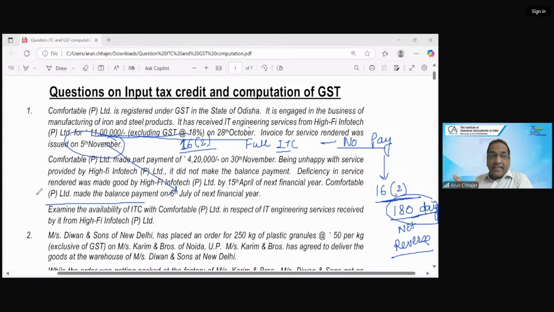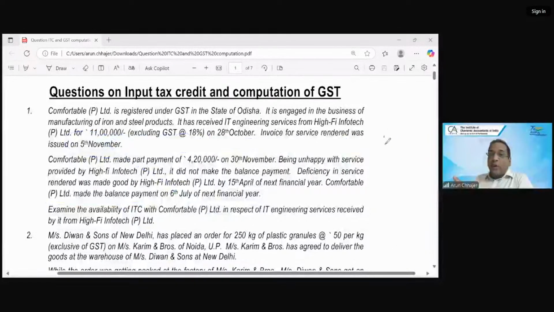Then you can say, once 180 days is completed, he will reverse the proportionate ITC. He will reverse the proportionate ITC to the extent of non-payment.